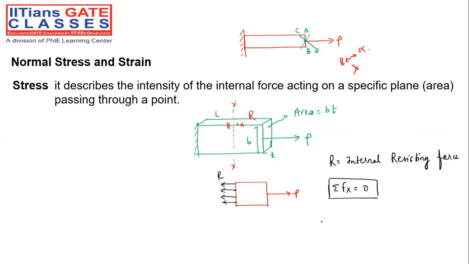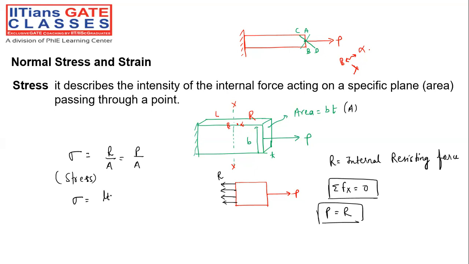summation of forces in the horizontal direction will be 0. So P will be equal to R. Because P is equal to R, we say that sigma, which is nothing but stress, is defined as internal resistant force per unit area. Here R is equal to P, so sigma equals P by A, or in the limit when delta A tends to 0, P by A. When the area tends to 0, it becomes a point, and stress is defined for a particular point.